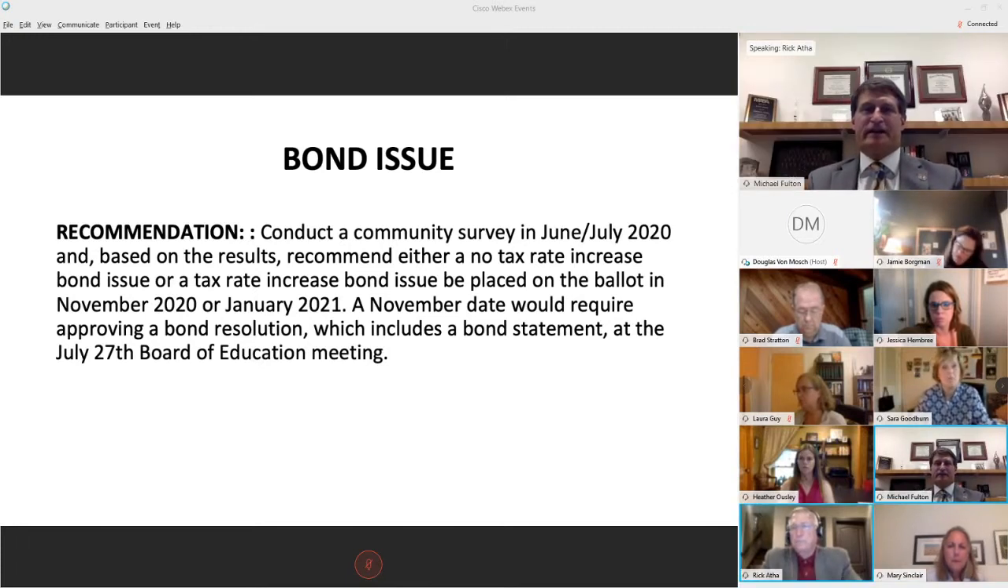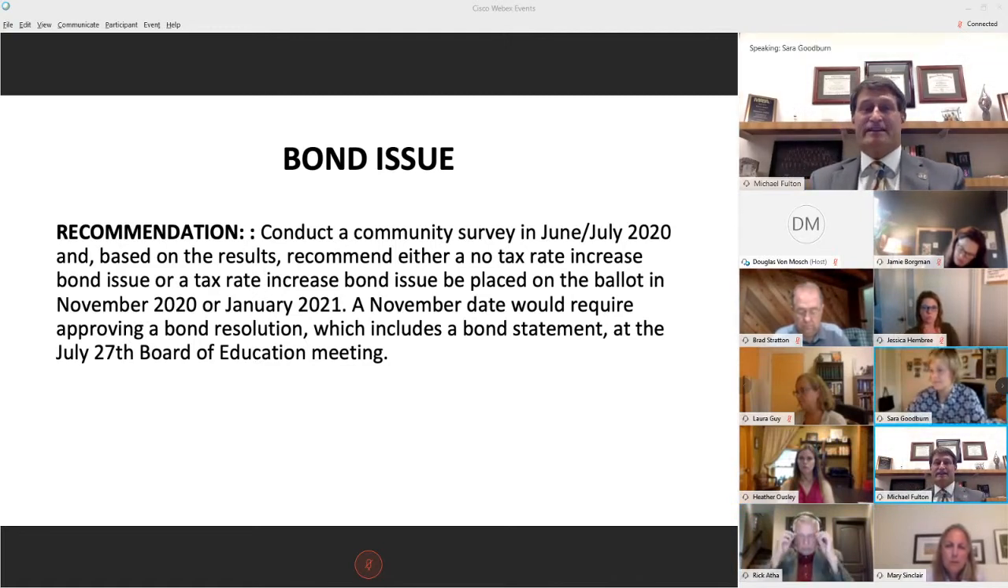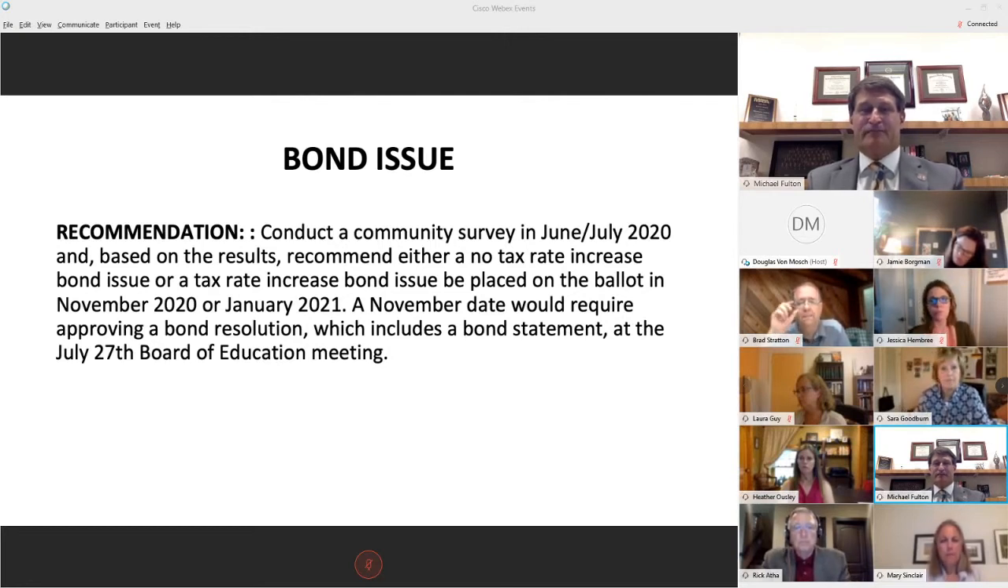That survey will be done in a scientific way, meaning they'll identify about 500 people representative of our community, and they will make sure that they have contact with at least 500 people. And from that sampling, you can get a really good idea of where our community sits with any potential future bond issue.